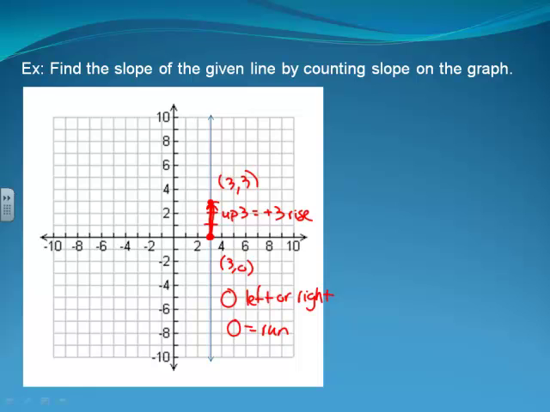So slope is equal to rise over run. Our rise is a +3. Our run is 0. And the problem here is, with fraction work, anything divided by 0 is undefined. So there is a slope of a straight line whose slope is undefined. It happens to be a vertical line.